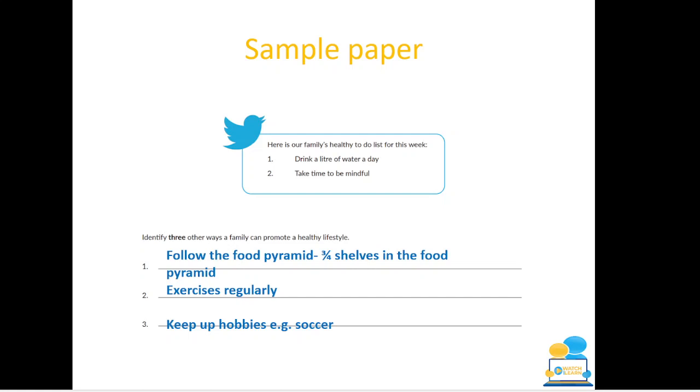So, for example, you could follow the food pyramid, eating 3 out of the 4 shelves in the food pyramid. Exercise regularly, 60 minutes a day for a teenager. Keeping up hobbies, for example, soccer, so that you're promoting good physical health and mental health for your well-being. And there's loads of other ones you could put down there. They're just sample answers.